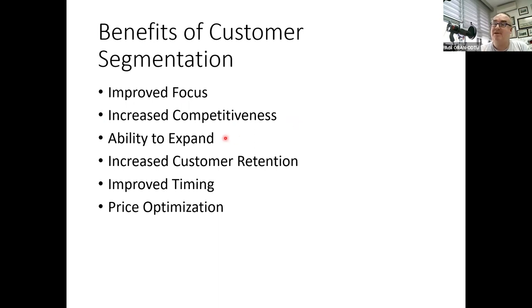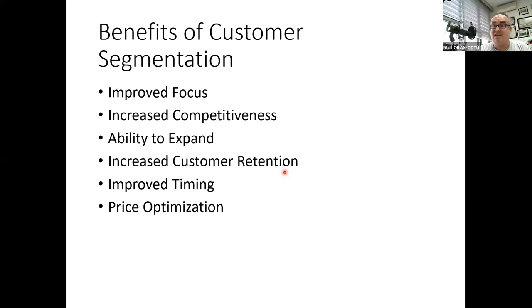Don't forget that just because you start there doesn't mean you have to stay there. This is the beachhead market where you're initially establishing yourselves. And then, yeah, maybe you will expand into the other sizes, other markets as well. And especially if you can develop a name for yourself and a reputation, this may help you in the other markets as well. Increased customer retention.